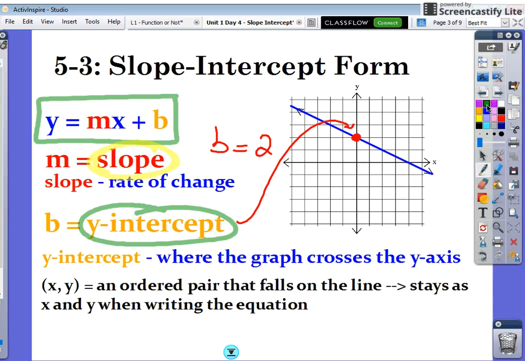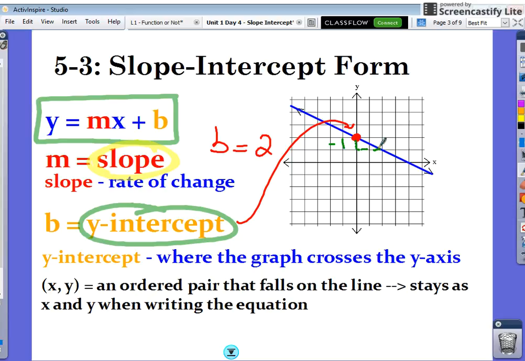If I'm going to use my graph, I could do rise over run here on my graph. I'm going down negative 1, and I'm going to the right positive 2. So rise over run, my slope would end up being negative 1/2. So you're definitely able to identify your slope and the y-intercept from a graph. Remember that (x, y) is always an ordered pair, and it's one that's always going to fall on the line.